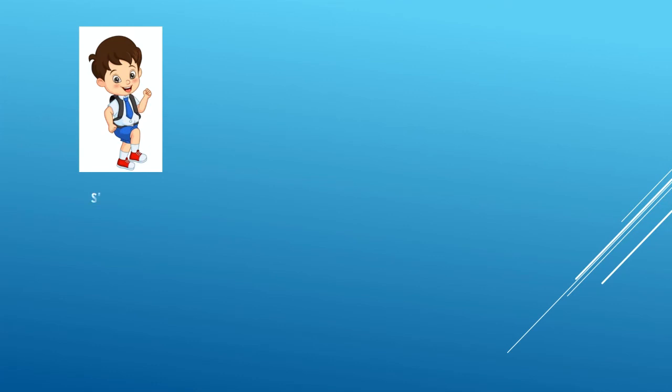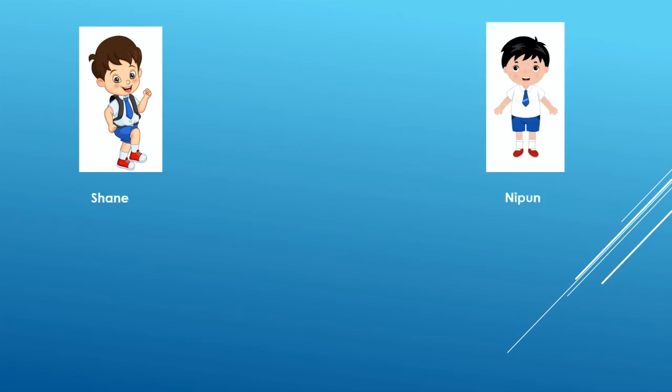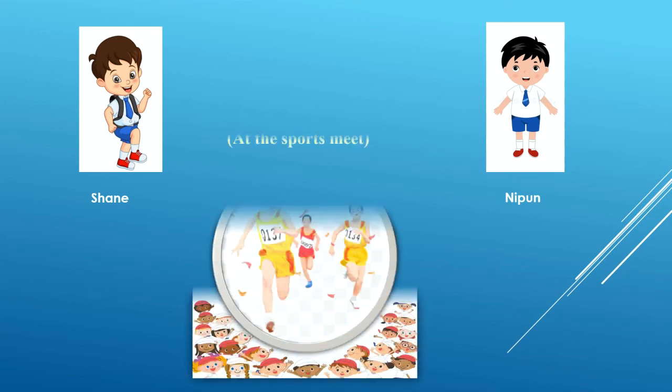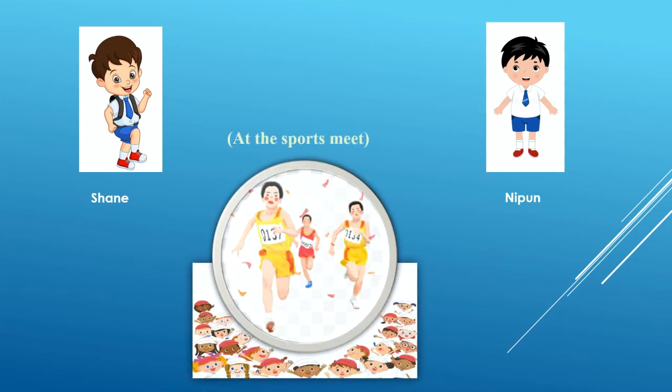Now you are going to meet another two friends. Chain and Nipun. Can you guess? Yes, they are at the sports meet. I am going to read out a dialogue between Chain and Nipun. First, you have to listen to it carefully. Are you ready? Okay, then I am going to start reading.